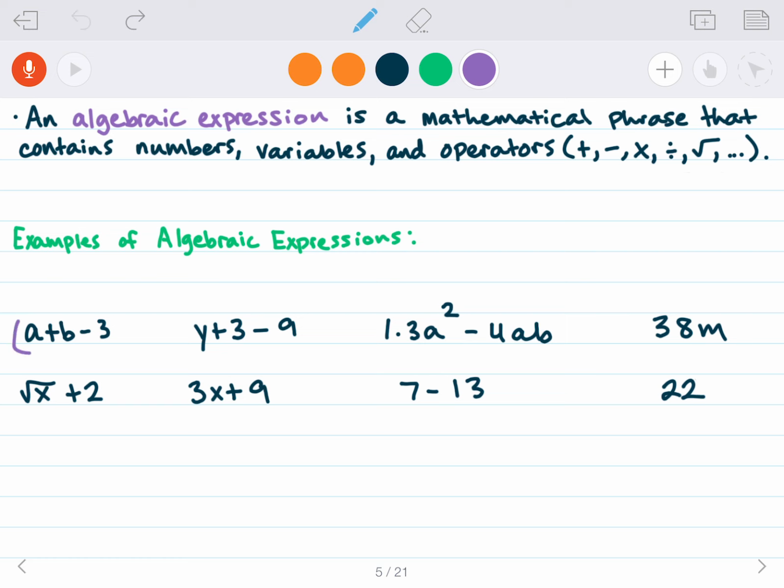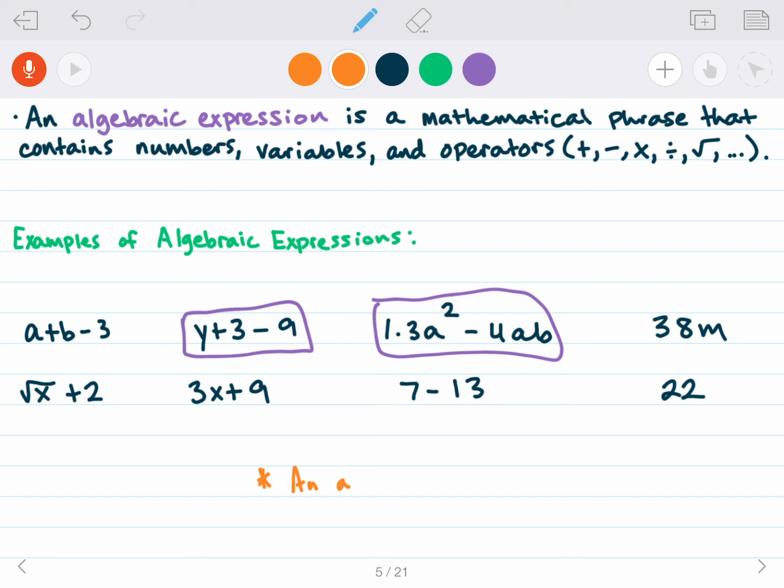We have a plus b minus 3. That's an expression because it consists of variables a and b, number 3, and operators plus and minus. Right? So that's an algebraic expression. And you guys can go through the rest of these. All of these are algebraic expressions. Notice that there's no equal sign. Okay, so that's an important distinction.